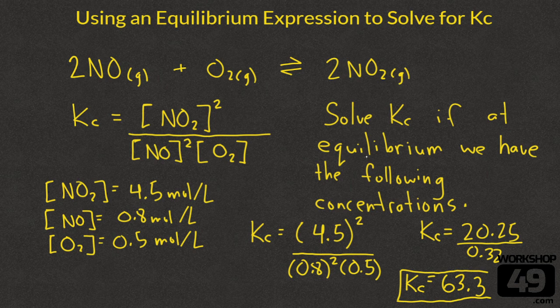So equilibrium means it stopped reacting. Where did it end? It ended with these concentrations. This Kc is a value to show us what ratios of products and reactants we will get.